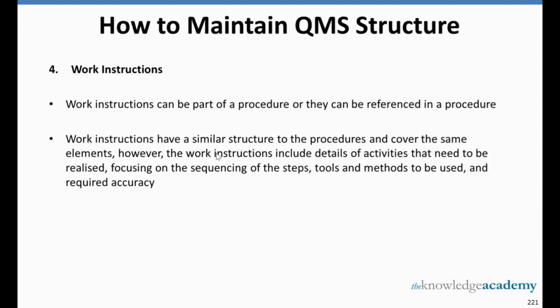The version of the document should be included in accordance with the established practice for document control. Finally, we have work instructions. They can be part of a procedure or they can be referenced in a procedure. Work instructions have a similar structure to the procedures and cover the same elements. However, the work instructions include details of activities that need to be realized, focusing on the sequencing of the steps, tools, and methods to be used, and required accuracy.